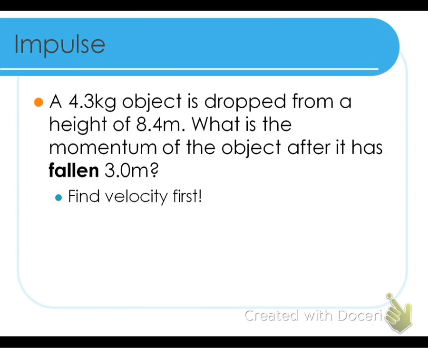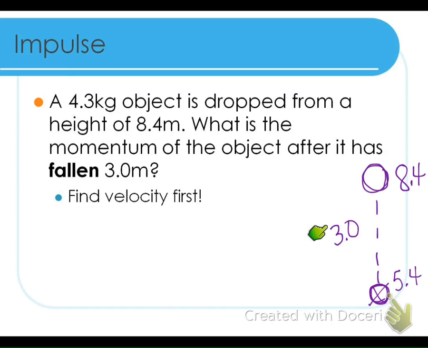So what's going on with this object is that it starts up at a height of 8.4 meters. It falls for a distance of 3 meters, and it ends up somewhere below that. So that means its final location would be 5.4 meters. Do we agree? It falls a total of 3 meters, so if it started at a height of 8.4 meters and it falls 3 meters, it ends up 5.4 meters above the ground. Are we clear with that so far?